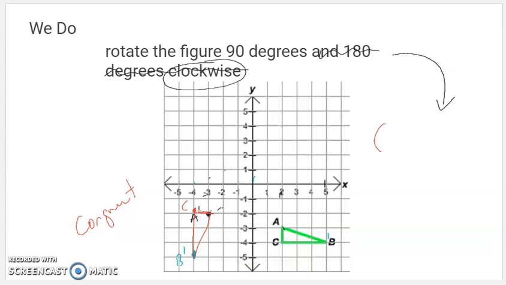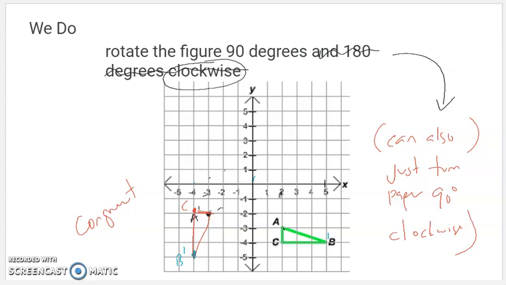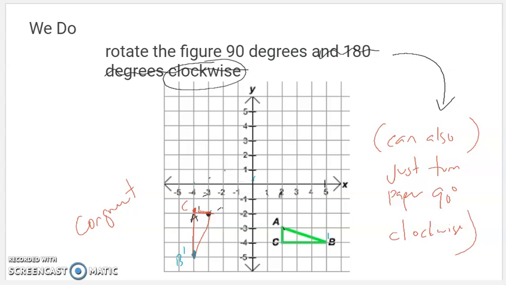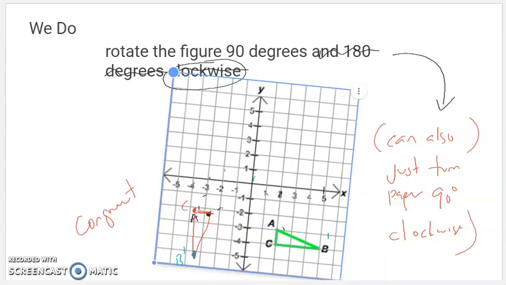But the other thing you can do, you can just make a note of this. You can also just turn your paper 90 degrees clockwise. Like that's all you have to do. So that's another way to do it, and you'll even see my new triangle end up right where the one I drew is, because it's going to stay there, if I just turn this 90 degrees.